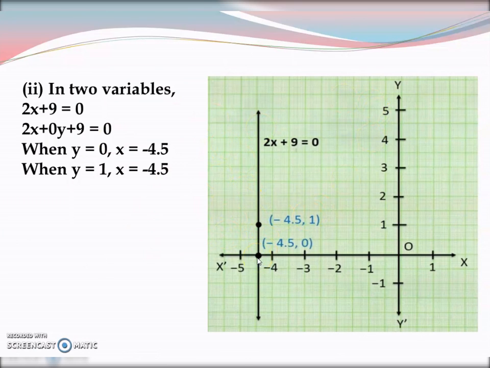So using that, when you plot the graph, it will come this way, a line that goes parallel to the y-axis. So if x is given as constant, then the equation line will go parallel to the y-axis. So this is the equation of the line 2x plus 9 is equal to 0. This is the representation of that.